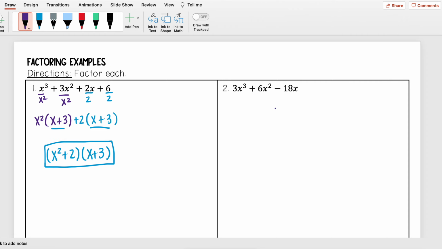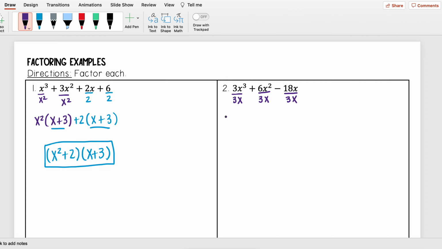Okay, let's look at this next one. This next one I have 3x cubed plus 6x squared minus 18x. So my first step is to factor out my GCF. So here with the numbers 3, 6, and 18, I see that 3 goes into each of those. Now I need to see whether I can take an x out. Well, I noticed that they all have an x with it. So I remember my GCF for my variables is going to be whatever the lowest exponent value is. And so that's just going to be 1x.